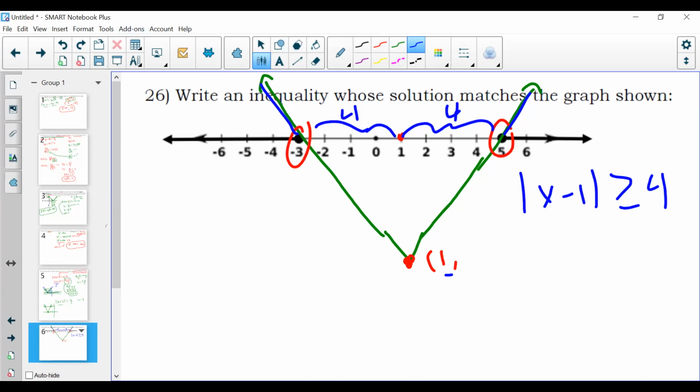And Jeremy, does this problem make sense? How we did that? Yes. Sorry. All right. And Arjun, does that make sense? What I said?